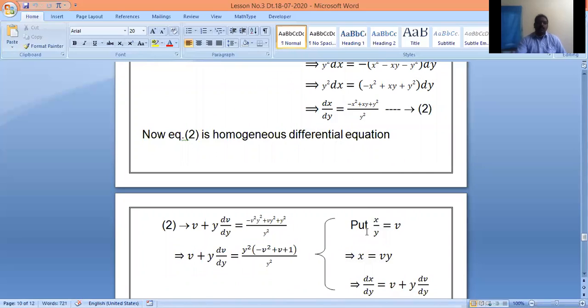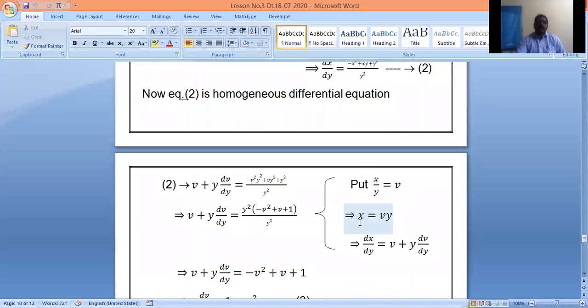Here our substitution is x/y = v. That implies x = vy. By differentiating this function with respect to y, we get dx/dy = v + y dv/dy. Now equation 2 becomes v + y dv/dy = (−v²y² + vy² + y²)/y².